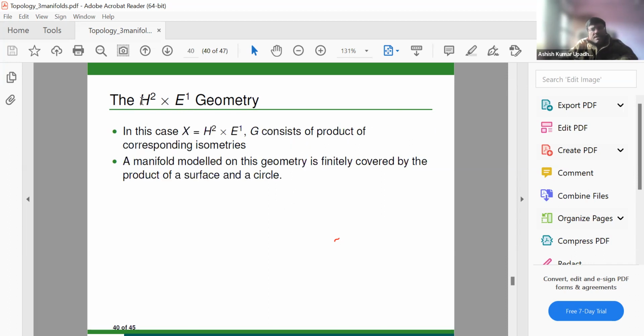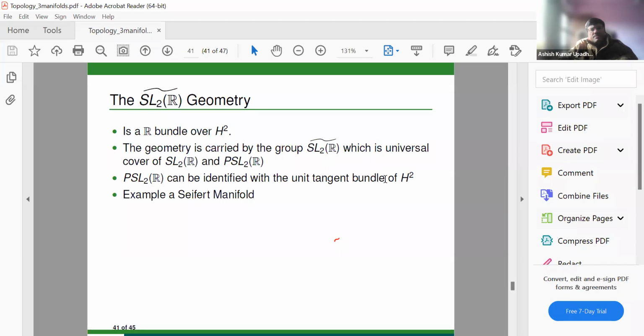Similarly, we obtain H2 cross E1 geometry. In this case, the simply connected part is H2 cross E1, and G will be the product of the corresponding isometries of this and isometries of this. So a manifold modeled on this geometry is finitely covered by the product of a surface and a circle. So these are some flavors of geometries we are trying to give.